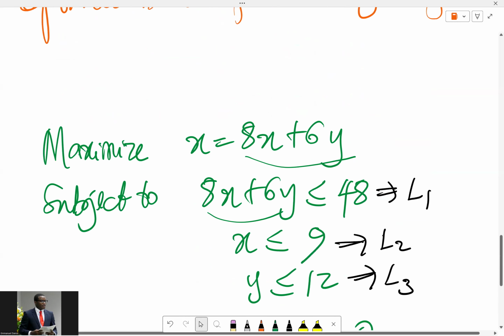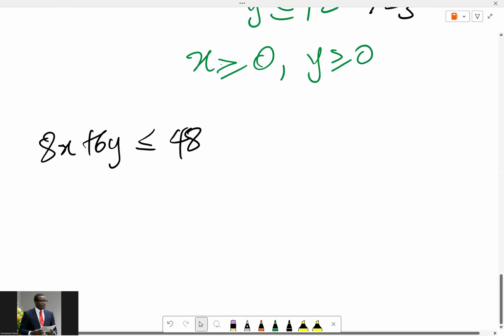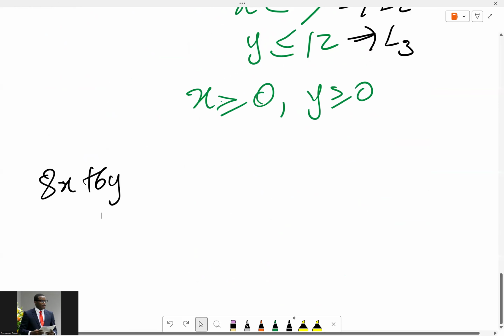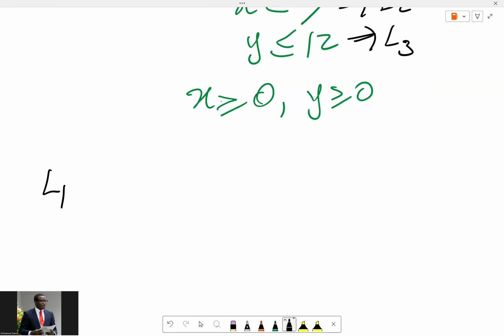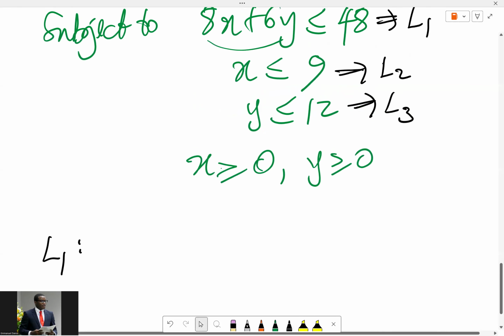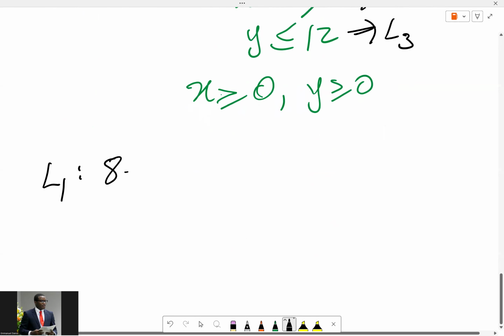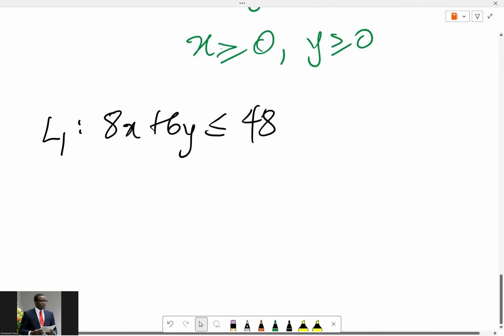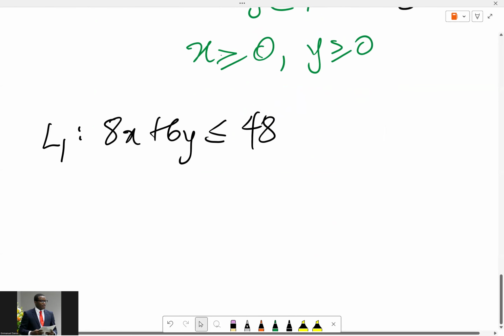8x plus 6y is less than or equal to, sorry, since you're dealing with a line now, it will not be an inequality anymore. So we have line 1 such that 8x plus 6y is equal to 48. Then we can try to get the corner values here, so to speak.